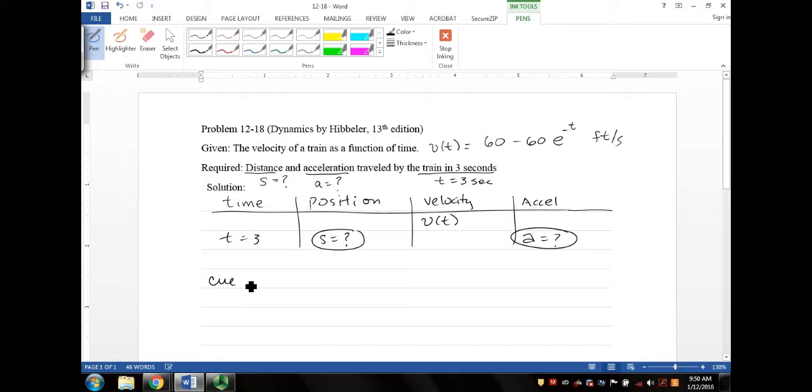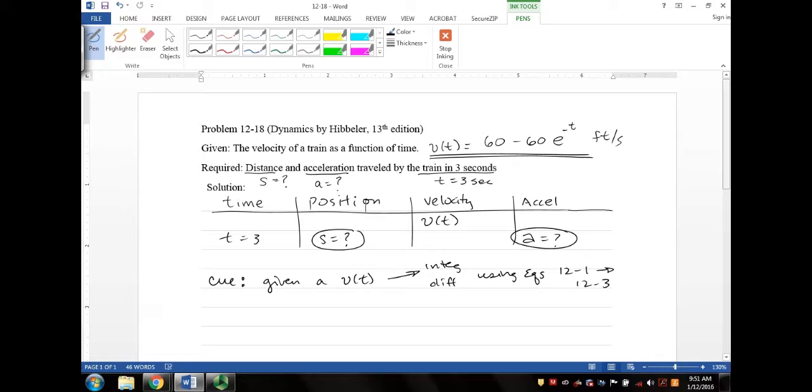Now, the cue for this problem for you students is that if you ever have a kinematic variable expressed as a function of time, in this instance it happens to be velocity, you're going to end up either differentiating or integrating. In other words, you're going to use equations 12.1 through 12.3. So again, the cue is you're given a v of t, so you'll either integrate or differentiate using equations 12.1 through 12.3.